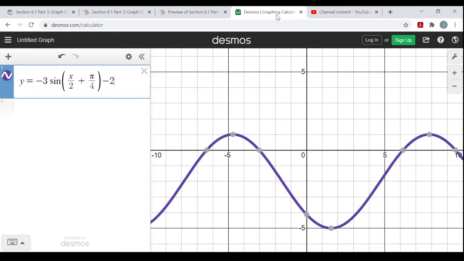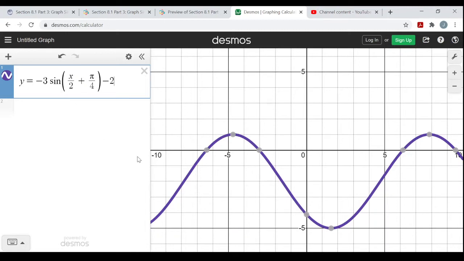And there's a picture of this graph. Got some key points labeled here. Negative 3 pi over 2, 1. Pi over 2, negative 5. 5 pi over 2, 1. And there's one cycle, but because this is a sine graph.